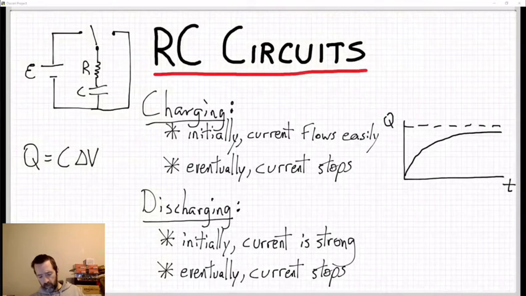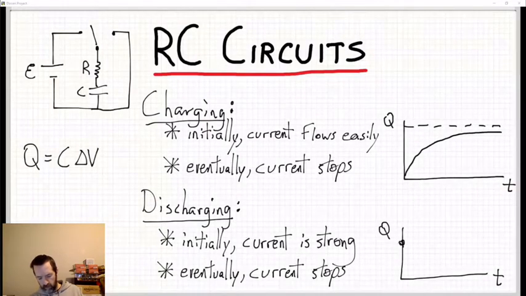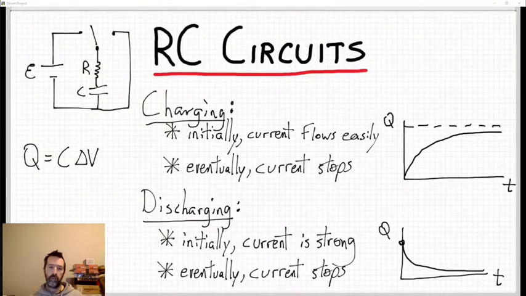And similarly, if I were to graph Q for the discharge, it starts at some initial value, and then it decreases, asymptoting towards 0. So again, the change in Q is rapid at the beginning, and it gets gradually more and more gradual. And so this function also is exponential.